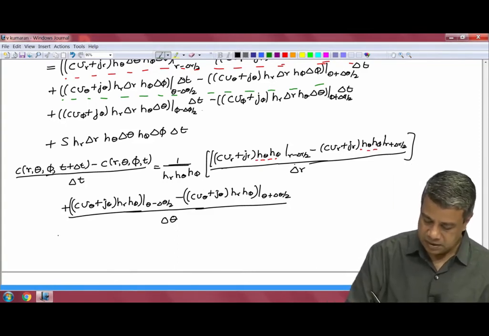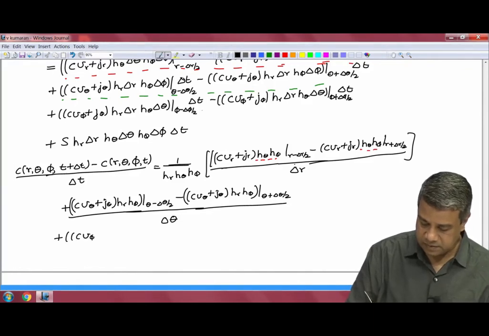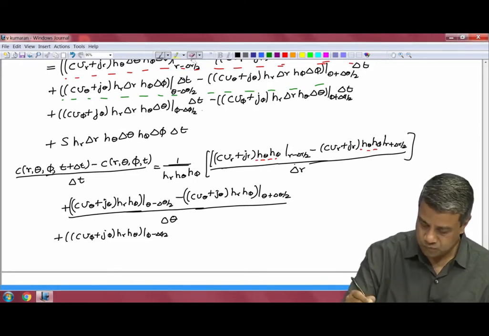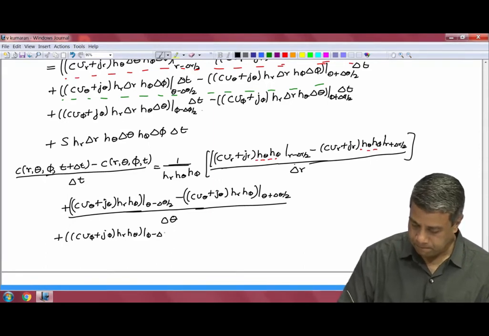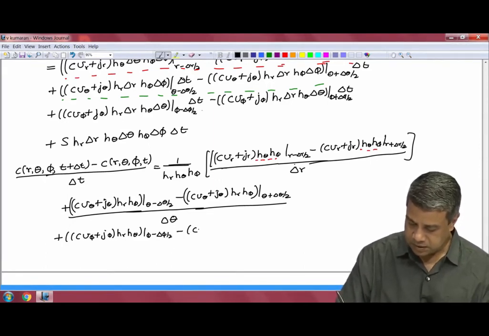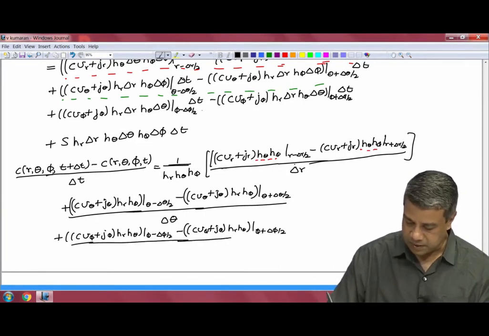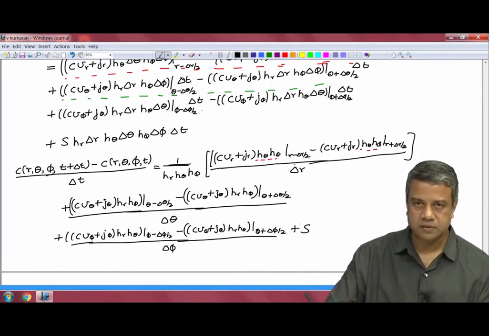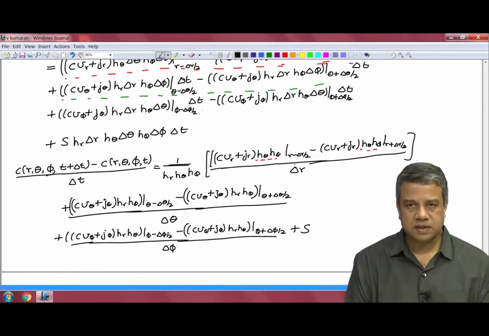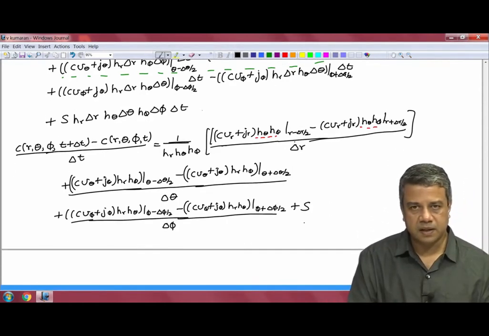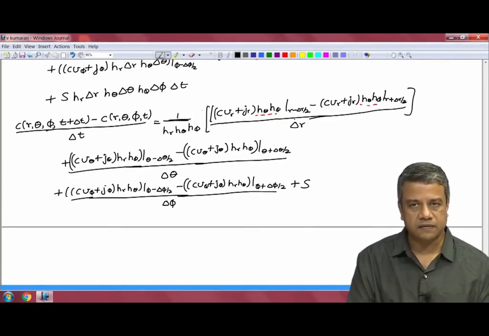And the final term is C V_phi plus J_phi times h_r h_theta at phi minus delta phi by 2, minus C V_phi plus J_phi times h_r h_theta at the location phi plus delta phi by 2, whole divided by delta phi, plus the source term S. So, this is the complete equation, and now we have to take the limit as delta t, delta r, delta theta, delta phi all go to 0.